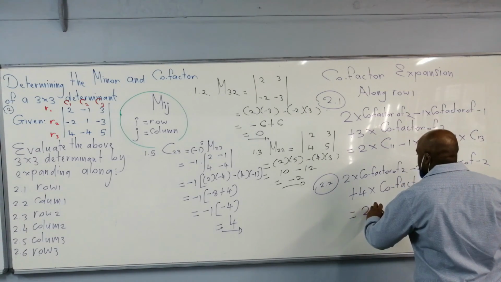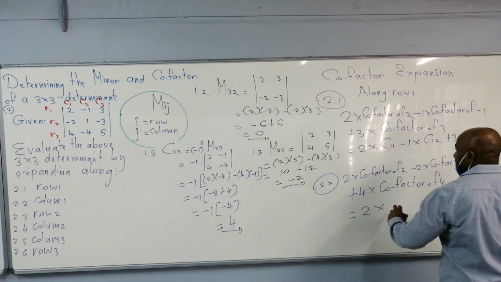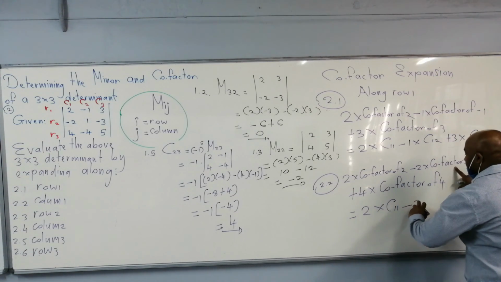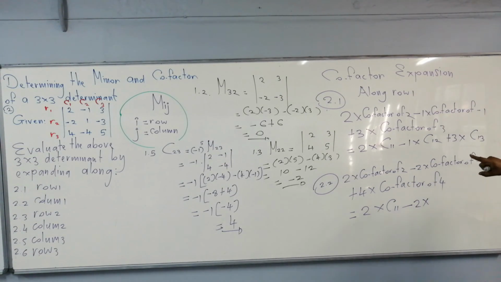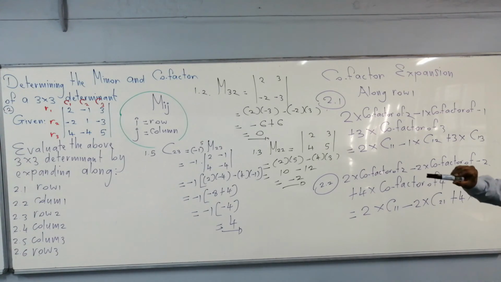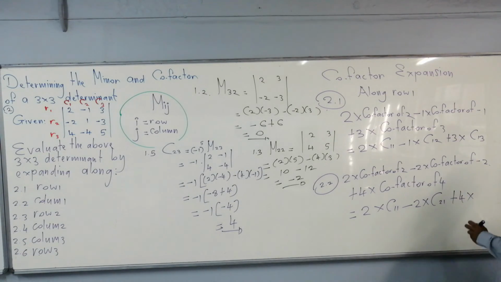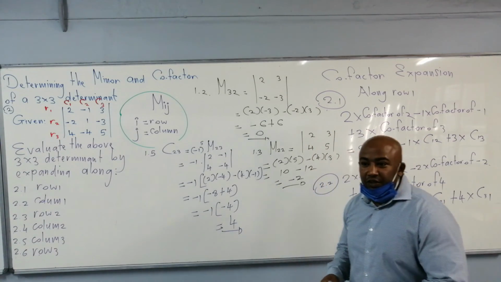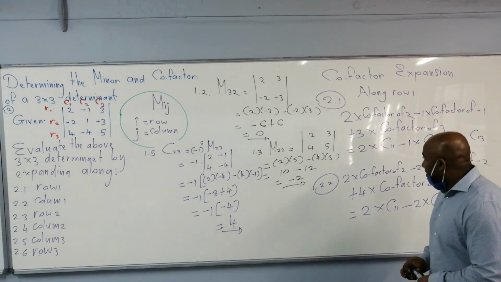So what does this mean? It means 2 times the cofactor of 2, which is C11. The next one, -2 times the cofactor of -2. That's row 2, column 1. So that's C21. What's the last one? +4 times the cofactor of 4. What row and what column is that? That is row 3, column 1. So this is how you evaluate a 3 by 3 determinant using the method of cofactor expansion.